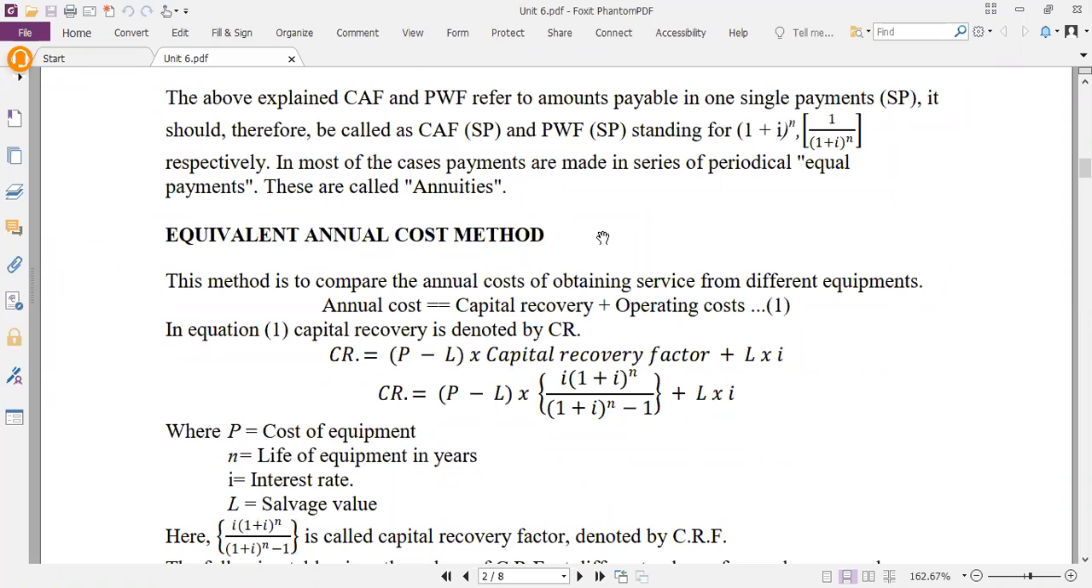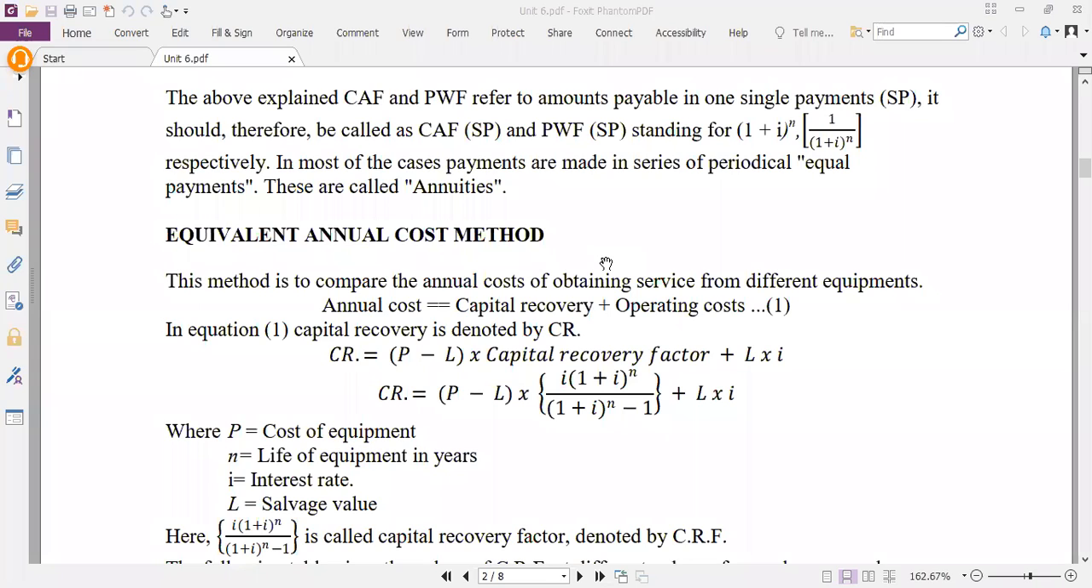The capital recovery can be calculated using the formula P minus L into the capital recovery factor, plus L into I. What is the capital recovery factor? The capital recovery factor is, in curly brackets, I into (1 plus I) raised to n, divided by (1 plus I) raised to n minus 1. In this formula, P is the cost of equipment, N is the life of equipment in years, I is the interest rate, and L is the salvage value.